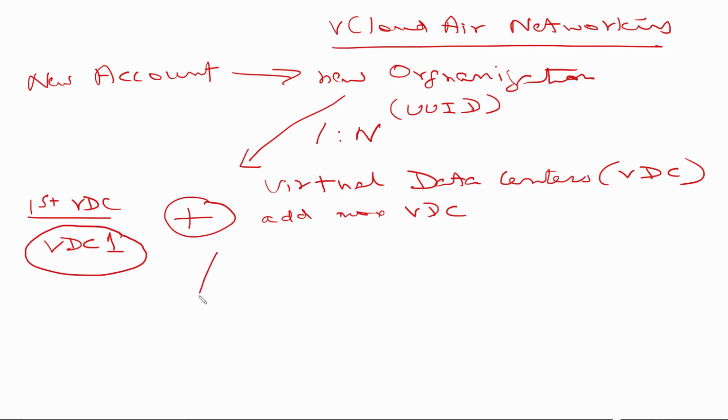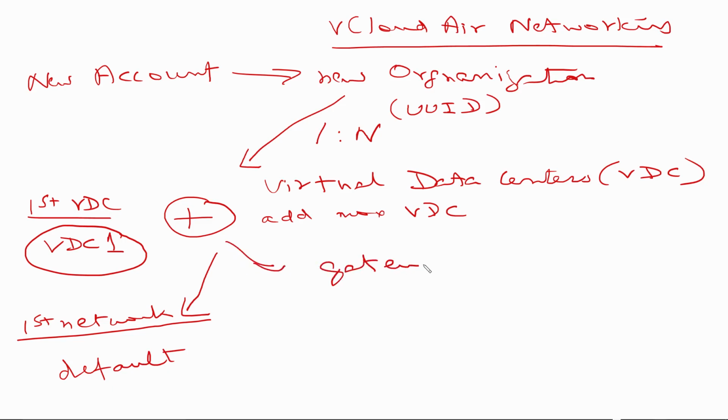Now for a VDC, when the VDC is created for you, the first network is actually called default. Well, there's actually a gateway that comes first. There's a gateway that's created for you, and that is called the default gateway, and this is a 1:1. So for every VDC you are given one gateway.